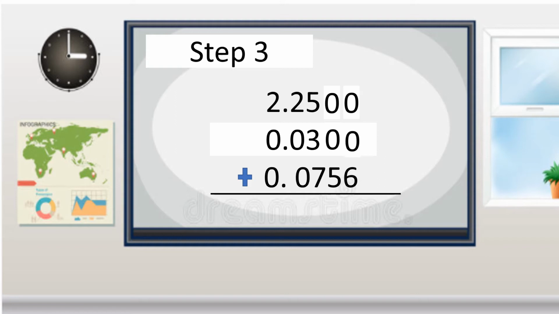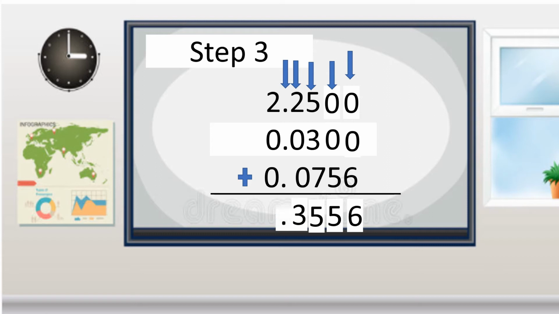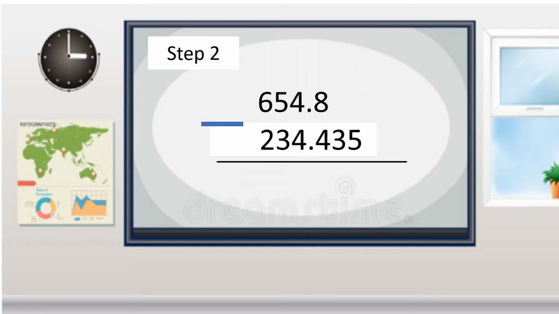So we're going to solve from right to left. The first is 0 plus 6 is 6. 0 plus 5 is 5. 5 plus 3 is 8. Plus 7 is 15. Carry 1. 1 plus 2 is 3. Plus 0 is 3. And just copy the decimal point. So the answer is 23 and 556 ten thousandths.